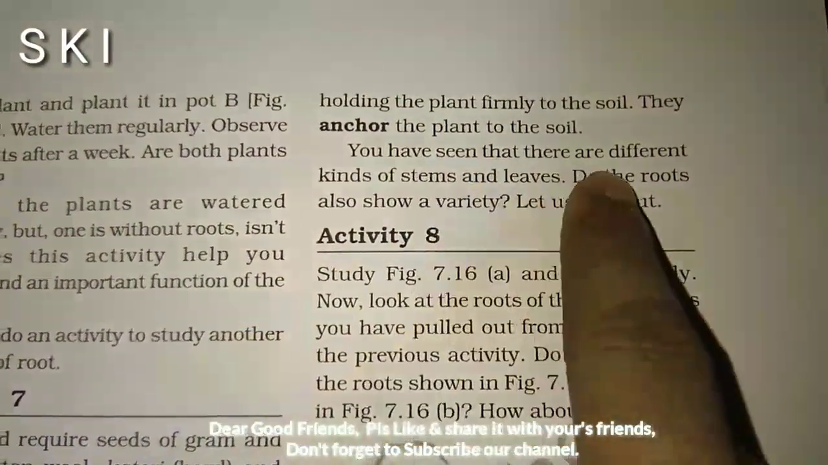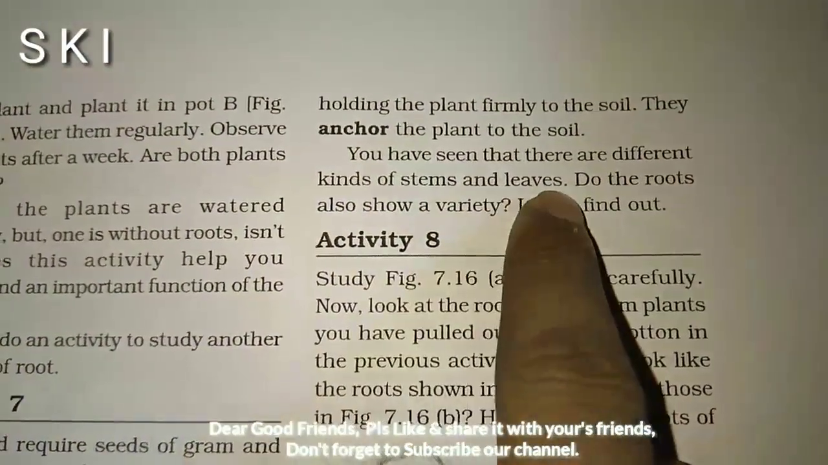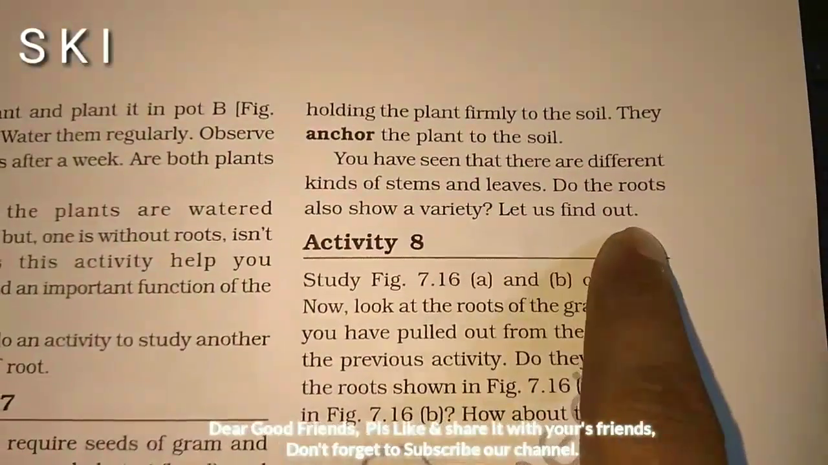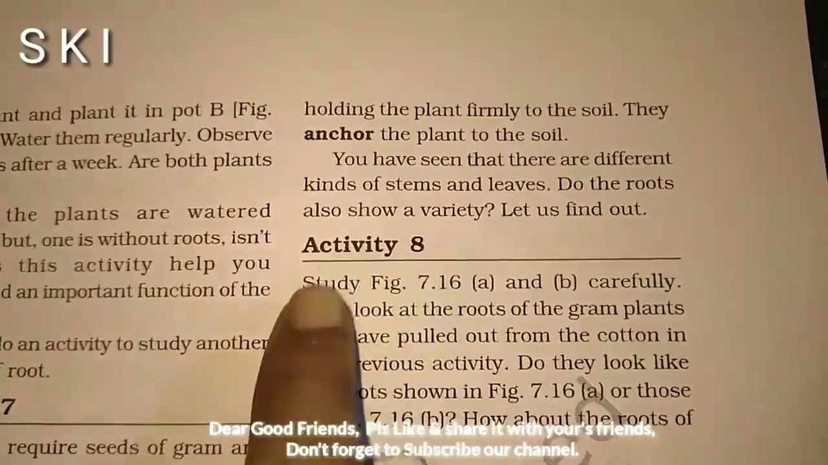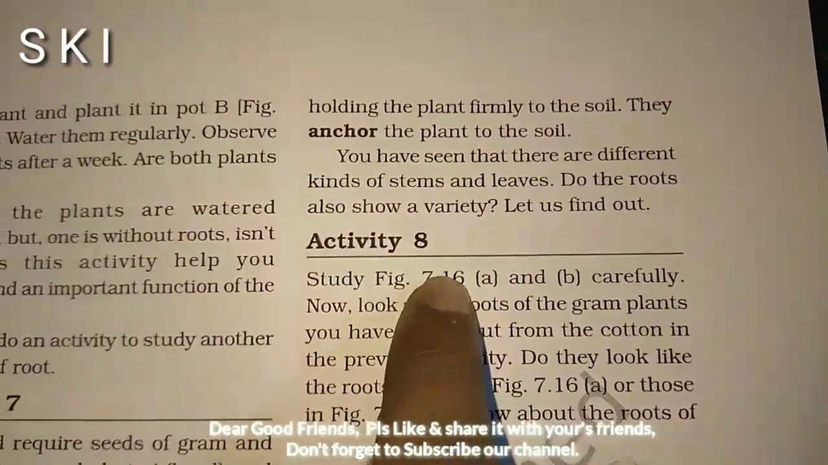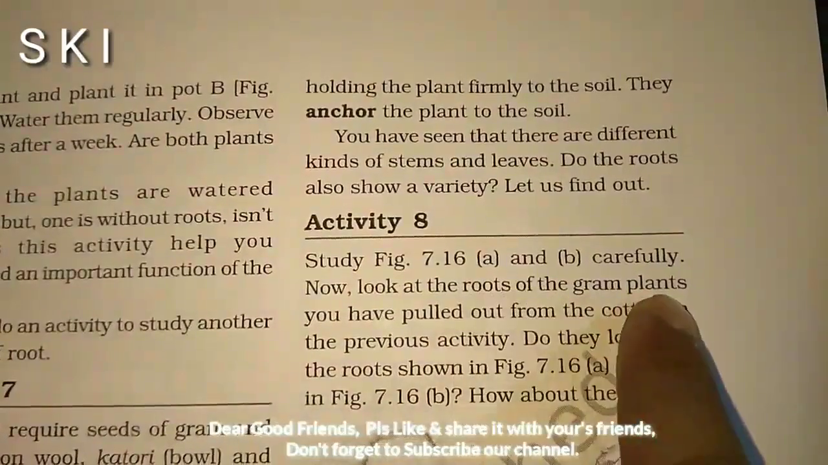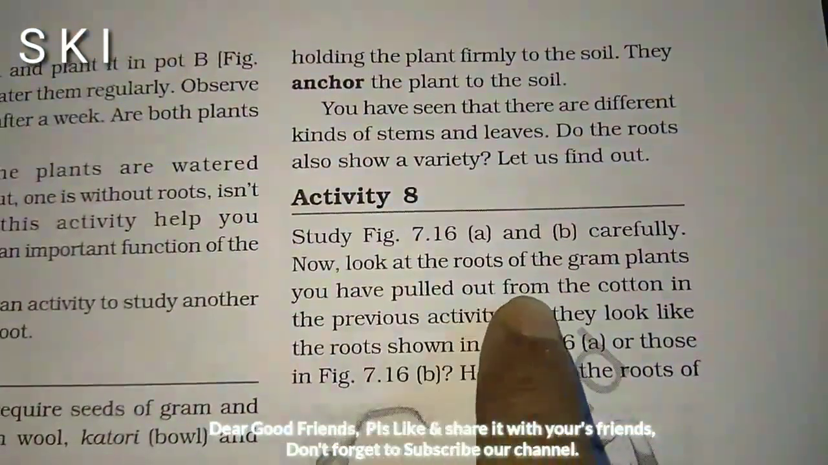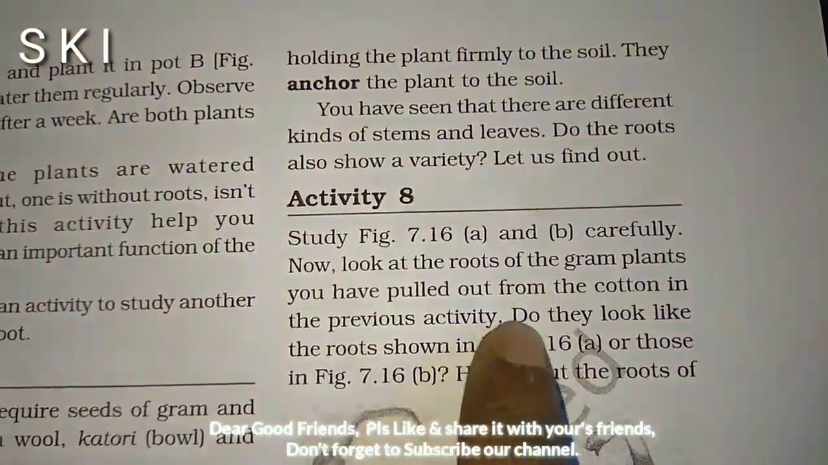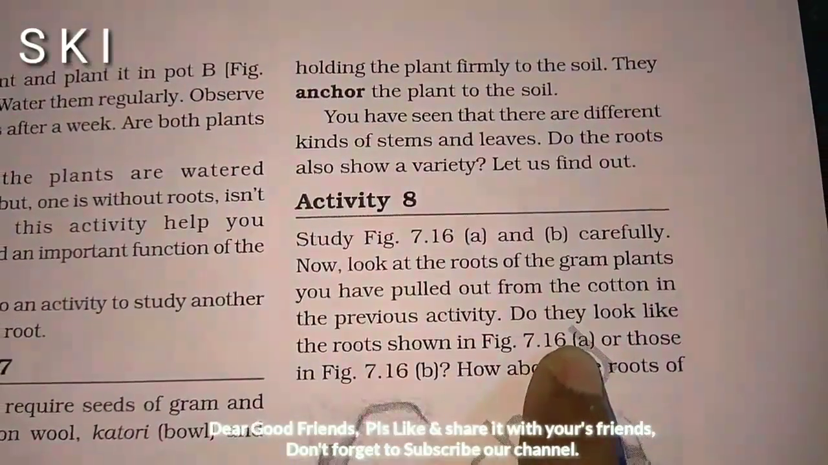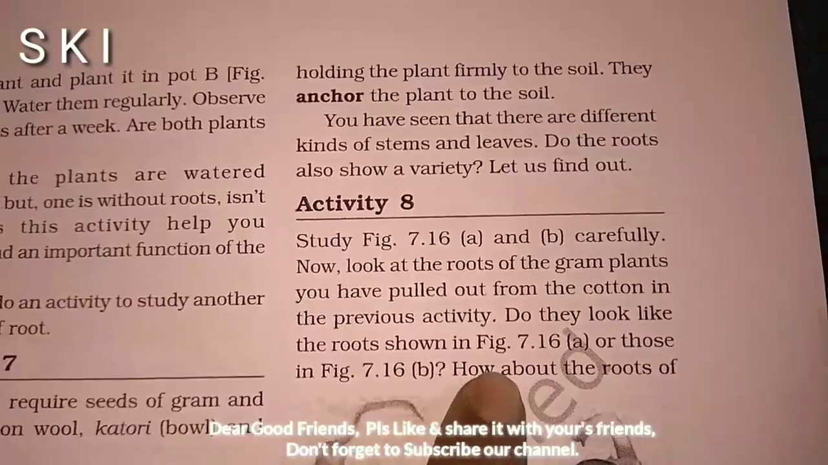You have seen that there are different kinds of stem and leaves. Do the roots also have a variety? Let us find out. Activity 8. Study figure 7.16 A and B carefully. Now look at the roots of the gram plants you have pulled out from the cotton in the previous activity. Do they look like the roots shown in figure 7.16a or those in figure 7.16b?